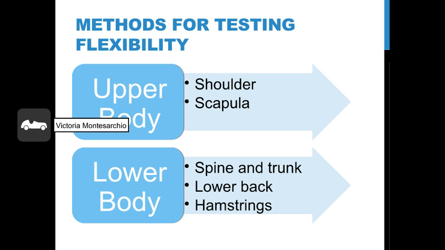Now we'll briefly discuss some simple flexibility tests that can be done to assess your athletes. We'll first look at the upper body. We'll have some assessments for the shoulder and the scapula, flexibility and range of motion, and then we'll move towards the lower body where we will assess spine and trunk flexibility, the lower back, as well as the hamstrings.